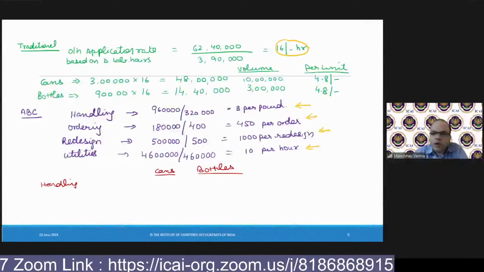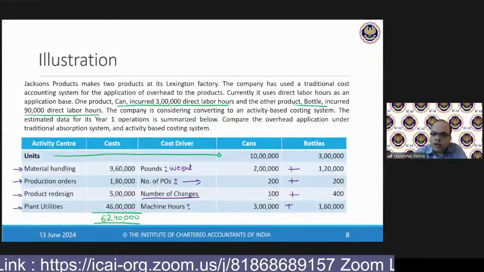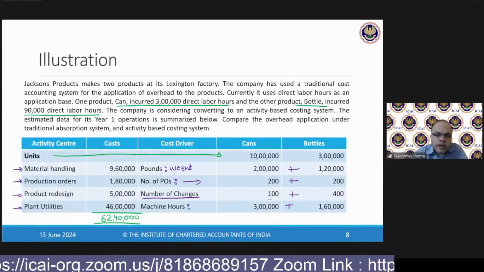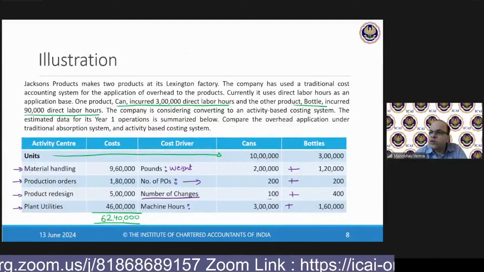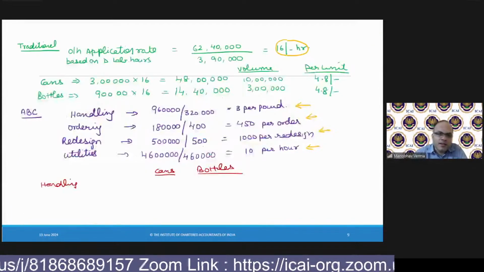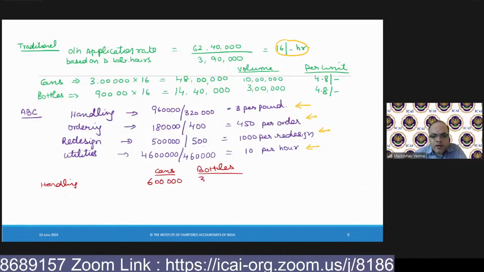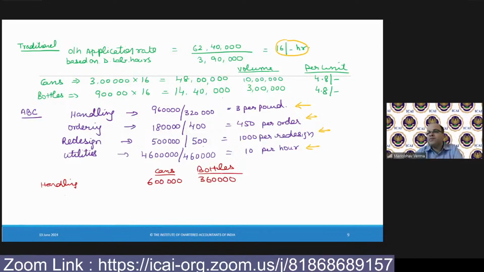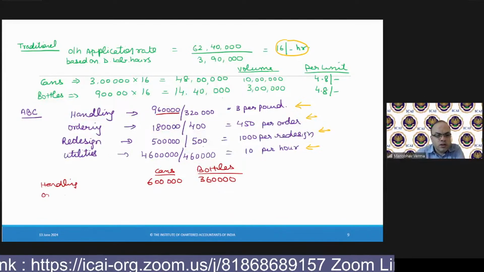So we have got the rate of 3 per pound, right? So how do we allocate to the cans and the bottles? 2 lakhs into 3 and 1 lakh 20,000 into 3. So we are looking at the respective drivers here. 2 lakhs into 3 is 6 lakhs. 1 lakh 20,000 into 3 is 360. And simultaneously, you guys can keep a check whether your total is allocated or not. So for example, 6 lakhs plus 3 lakh 60,000 is 960. That's what you want to account for.